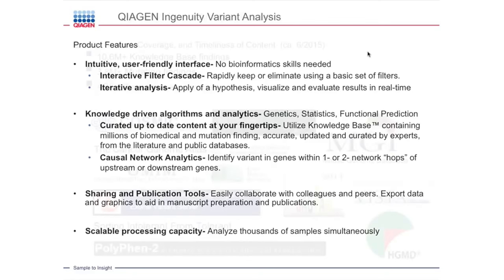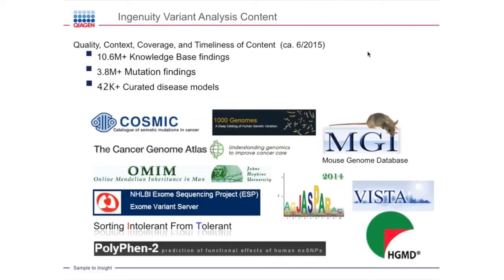This is a quick snapshot into the knowledge-based content that is available through variant analysis. We have over 10 million findings curated from peer-reviewed literature as well as publicly available data sources. About 4 million of these are mutation-specific findings where you can know whether a particular variant has been previously associated to either increase risk or cause a disease. And then we have built-in disease models that are also curated into the knowledge base.